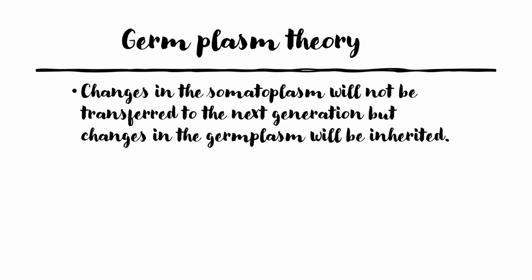So as per this concept, if there are any changes in our somatic cells, body cells, they will not be transferred to the next generation. But if there are any changes in the gametes or germ cells, sperm cells or egg cells, they will be transferred to the next generations, because somatic cells are not involved in the formation of the next generation, but only germ cells are involved there. So if there are any changes in the germ cells only, they may transfer to the next generation. That is the concept of germplasm theory, which is given by August Weismann.